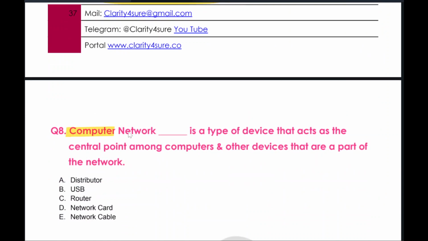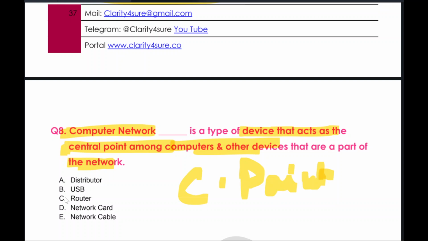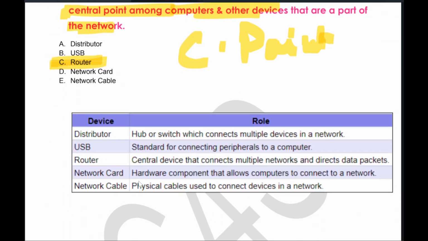Then we have computer network. Which is a type of device that acts as the central point of computers and other devices that are part of the network? Okay, so it is a router. A distributor, it is a hub or switch, which connects multiple devices.